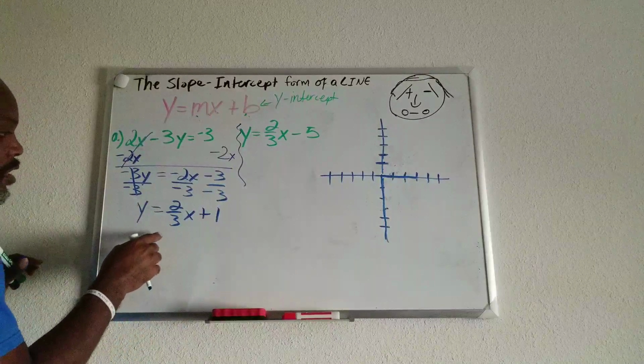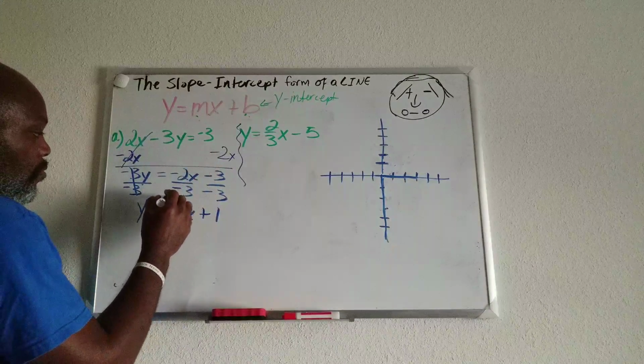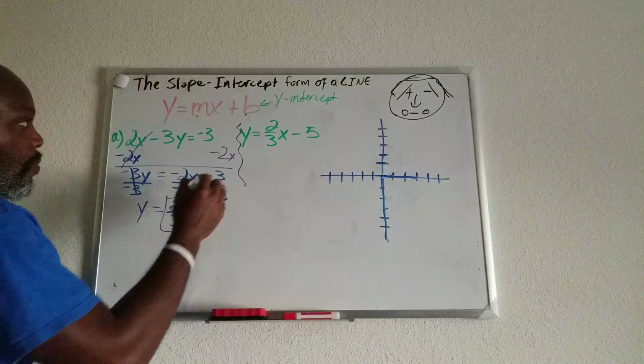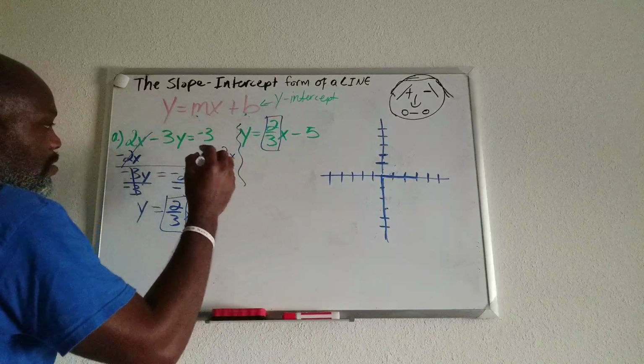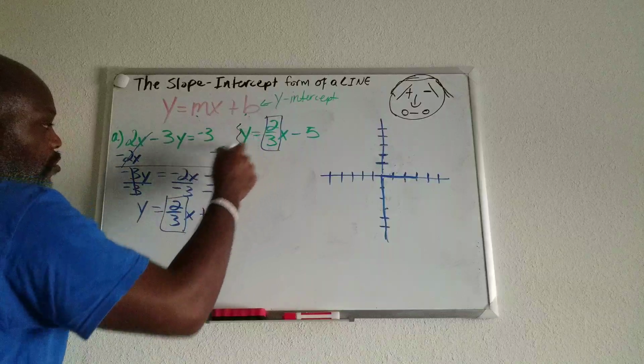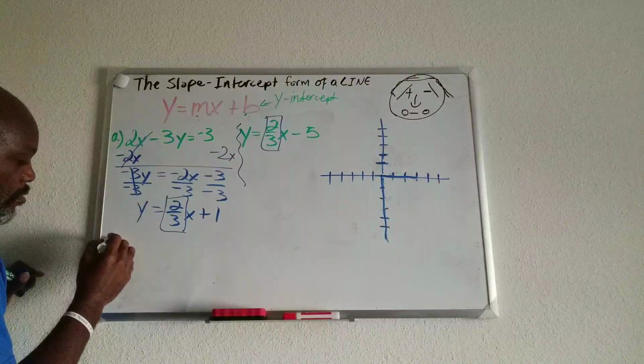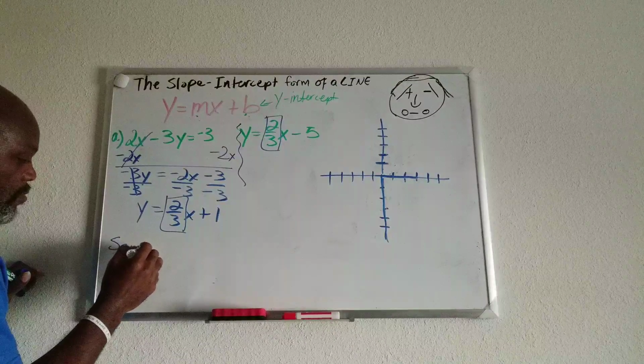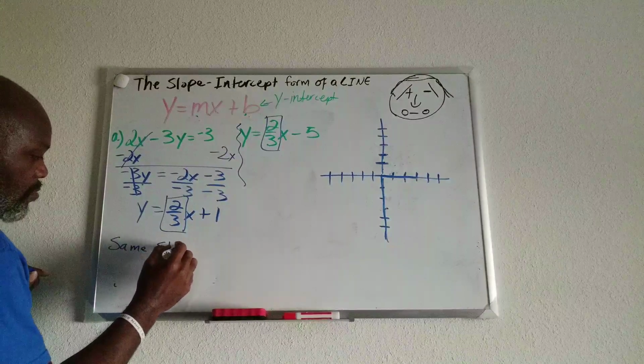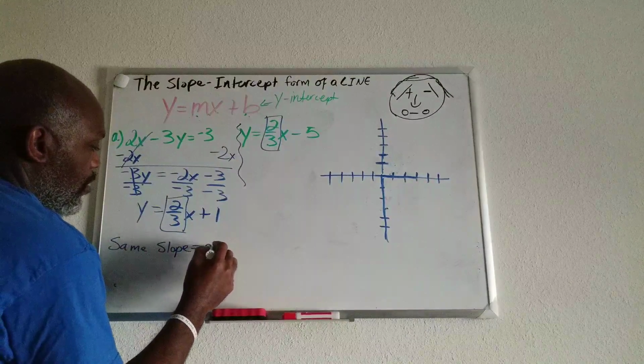Okay, so what you see is that to find out if they're parallel or perpendicular, you have to pay attention to the slopes. And both of the slopes are the same, so therefore they're parallel. So same slopes equal parallel lines.